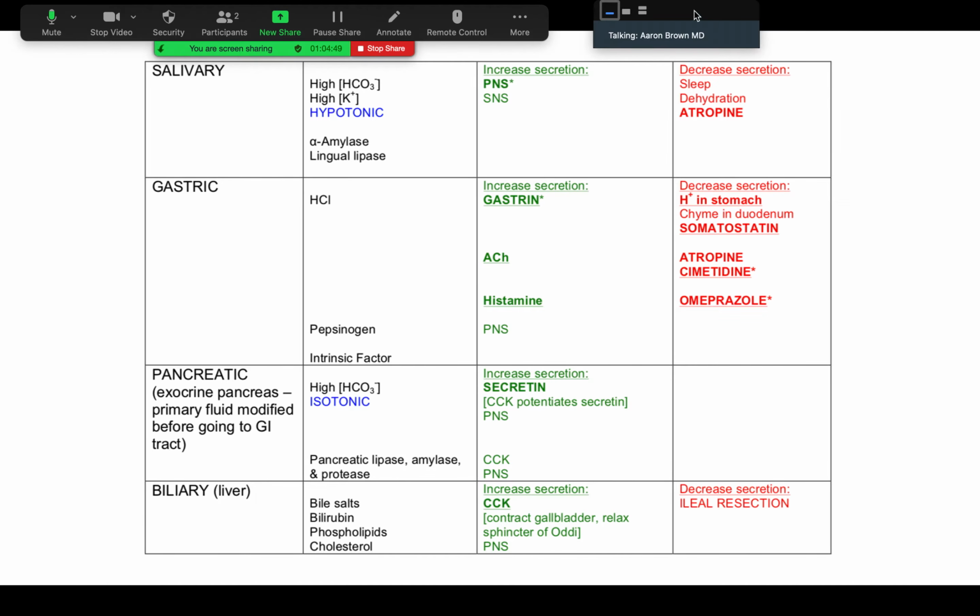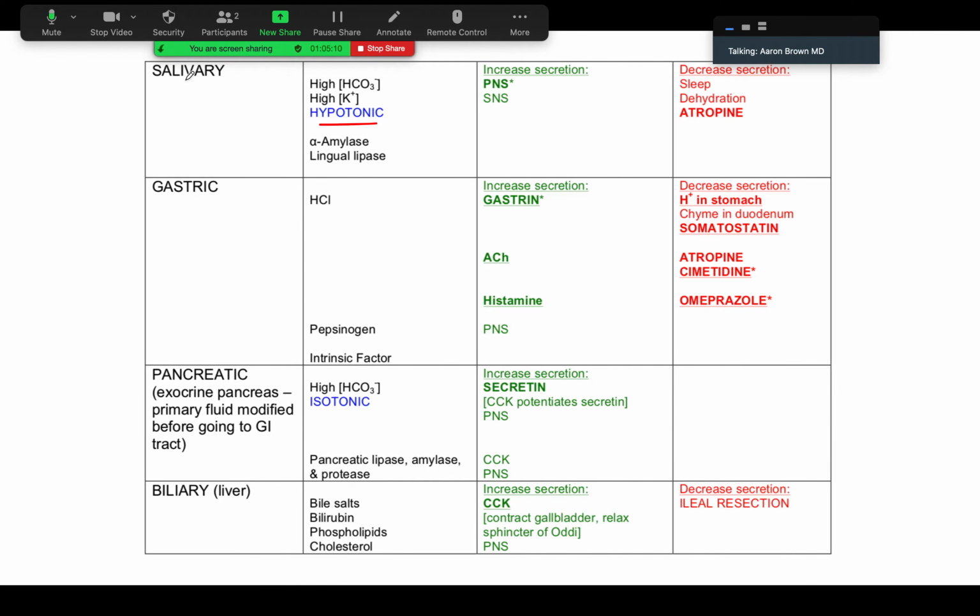This is a nice chart, I think, containing some details about the different secretions from different parts of our GI tract. Our salivary glands secrete a hypotonic solution, thank God. Otherwise, our mouth would constantly taste salty.